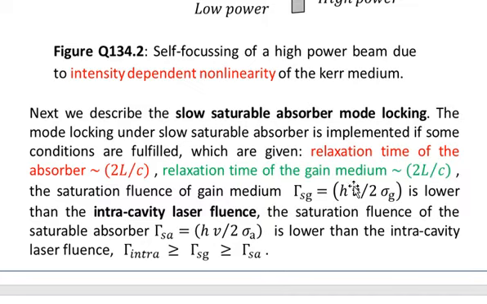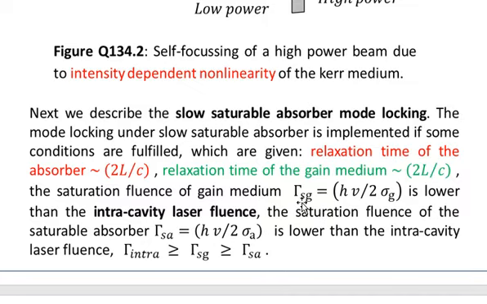The relaxation time of the gain medium should also be of the order of 2L over C. That is, both the absorber and the gain medium, that is the active medium, should have the same relaxation time, of the order of 2L over C, equal to the cavity round trip time. The saturation fluence of the gain medium, which we call gamma Sg.